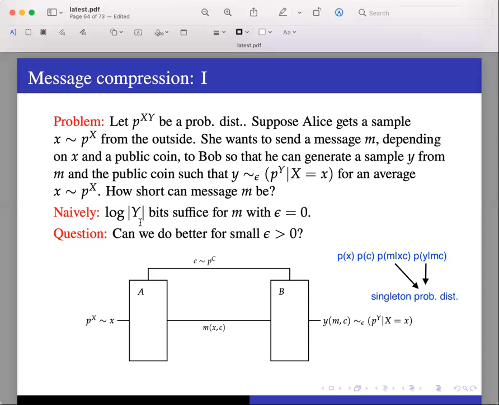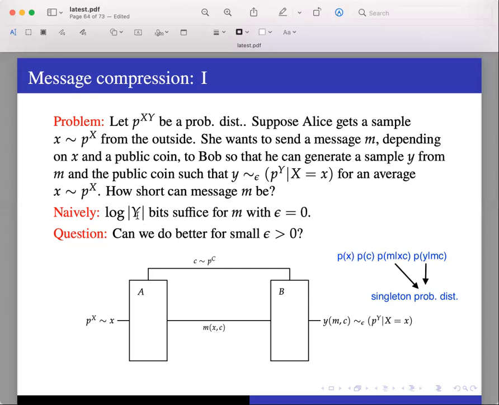And then she'll send the sample Y generated from the true distribution. This will require log Y bits. So log Y bits suffice for the message, and in fact, epsilon will be zero out. For every X, this message will be distributed according to Y given X equal to X. Now I want to compress it. So this justifies the name message compression.